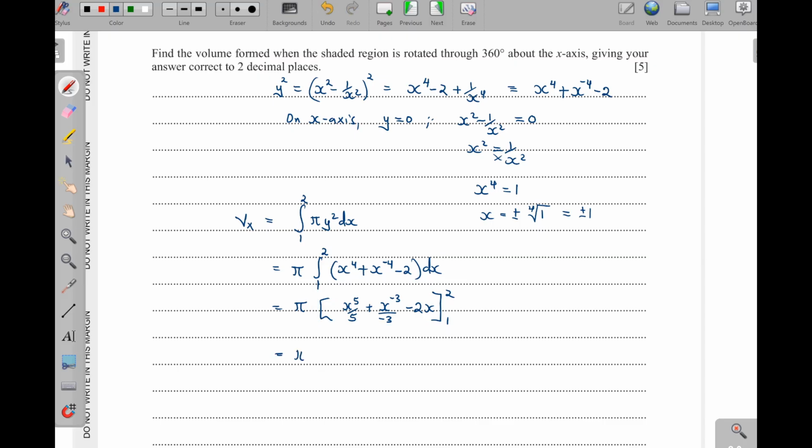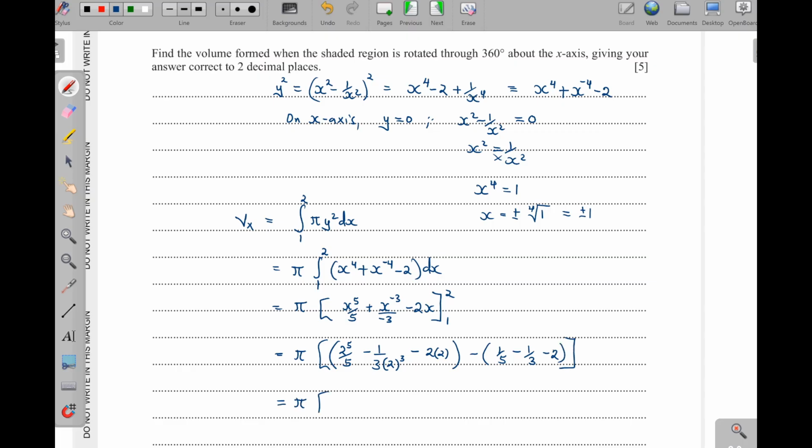Okay, now let's put the limits. So put 2 here, 2 to the power 5. We have here 2 to the power 5, which is 32. And then here, this is the same as negative 1 over 3, then x cubed. So negative a third, and then our x here is a 2, cubed, then minus 2 times 2, then we put a 1, this will be 1 over 5, then minus a third, then minus 2.